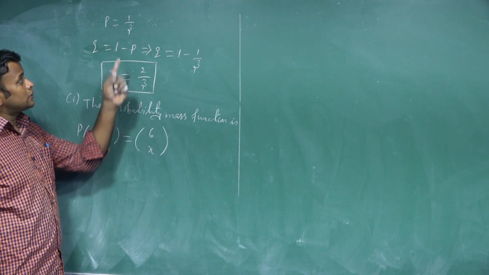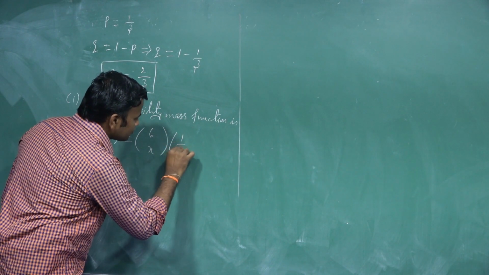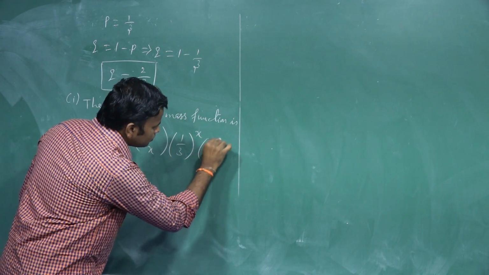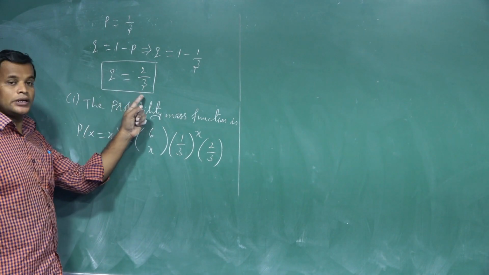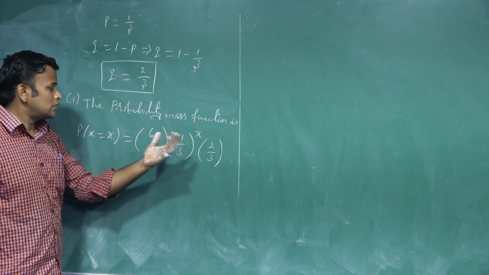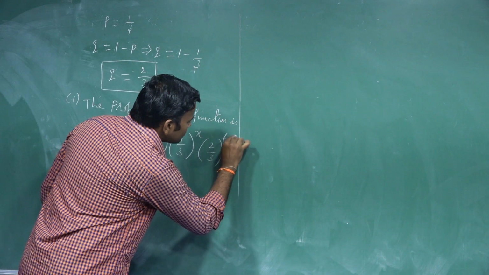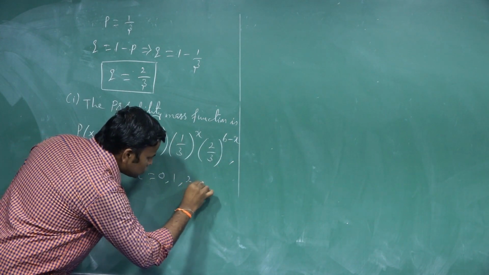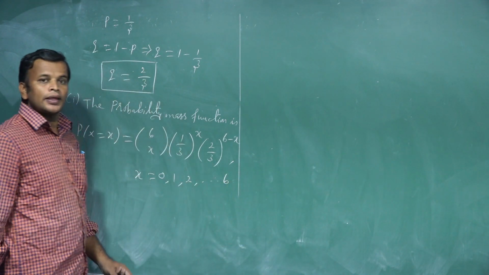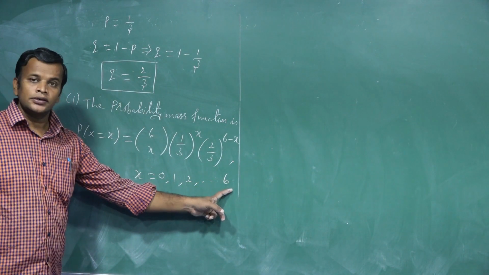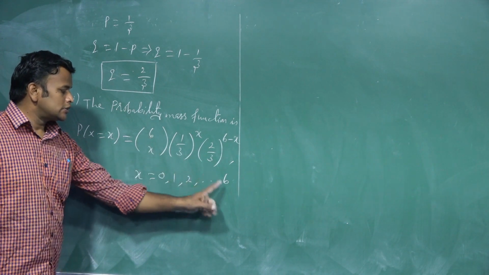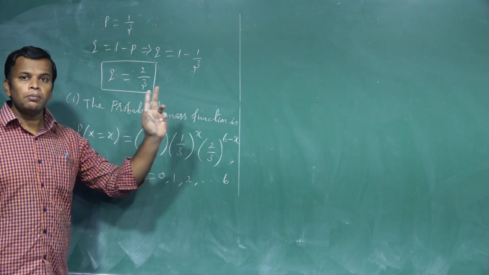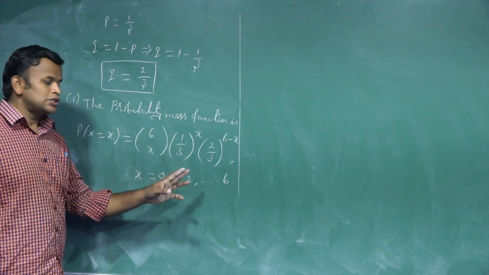6Cx, p power x, the value of p is 1 by 3, power x. q, the value of q is 2 by 3, whole power n minus x, the value of n is 6 minus x. The value of x starts from 0, 1, 2, etc., up to 6. In the general formula it is up to n, but here exactly the value of n is 6. So this is the answer for the first one, that is to find the probability mass function. The probability mass function is over.